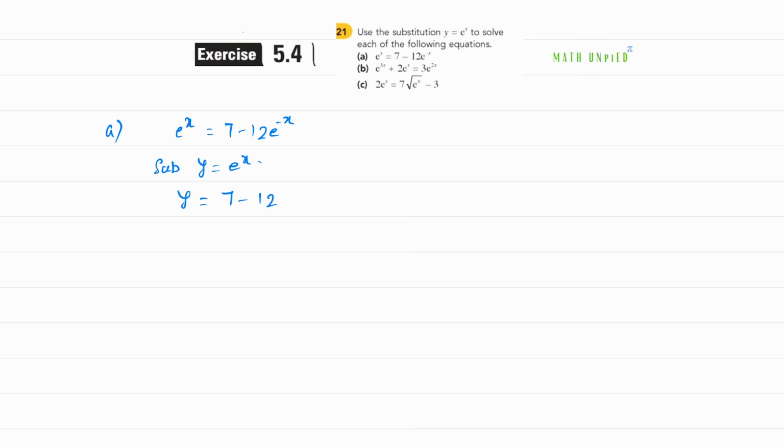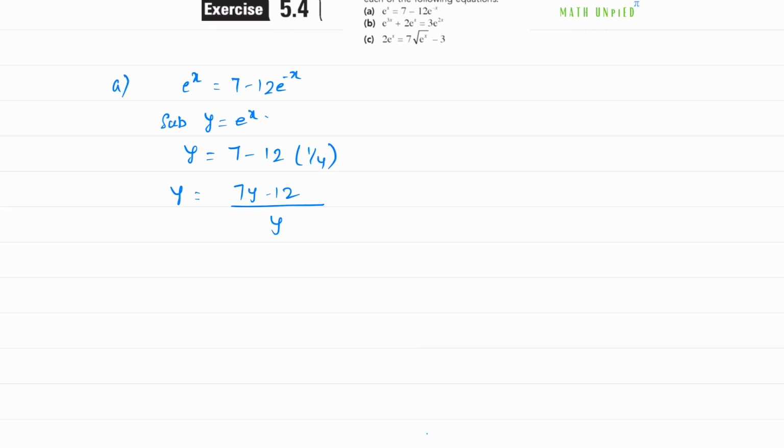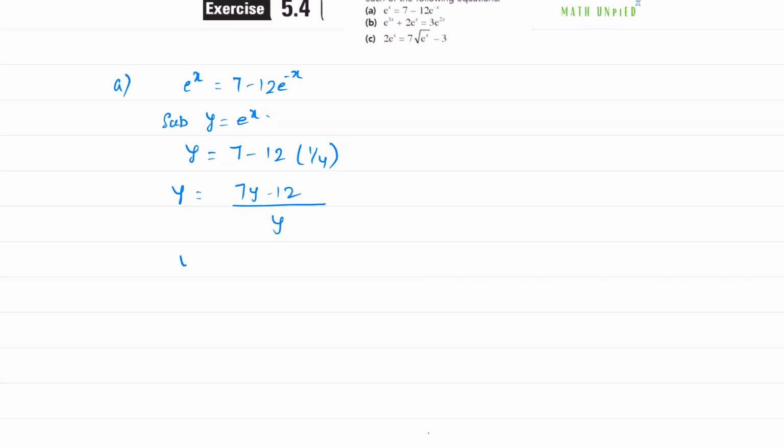e power minus x can be written as 1 over y. So further simplifying this, y equals, let's take LCM, 7y minus 12, and y squared equals 7y minus 12, or y squared minus 7y plus 12 equals 0. This is our equation, and we can solve this.